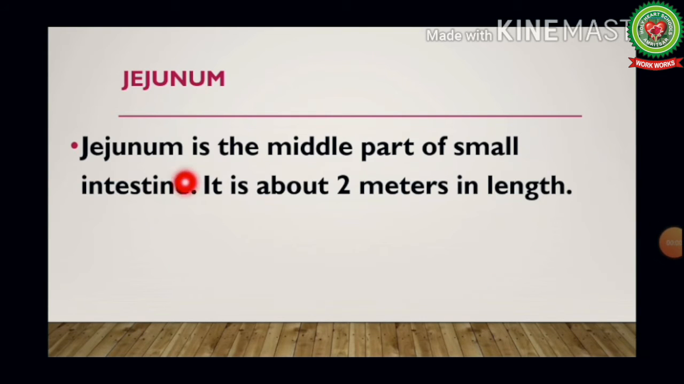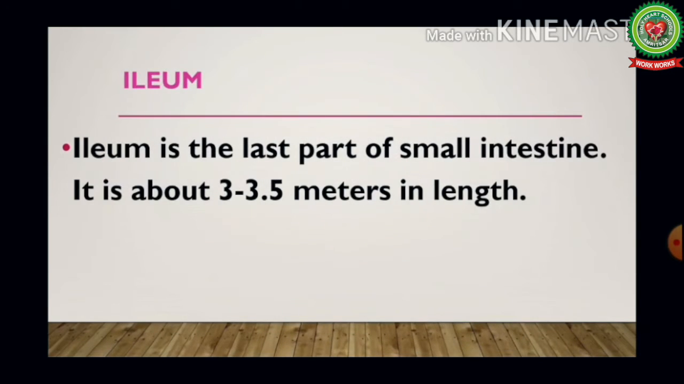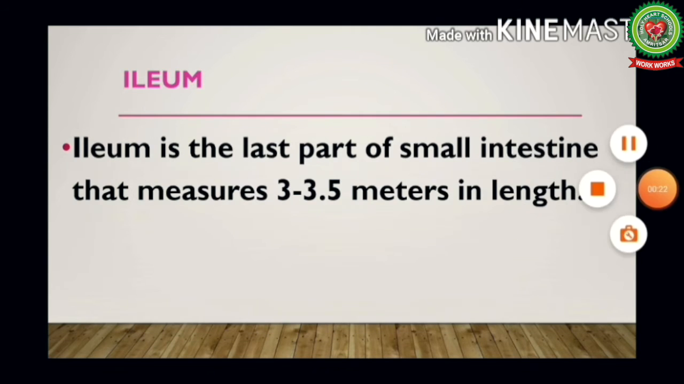Jejunum. The jejunum is the middle part of the small intestine. It is about 2 meters in length. Next is the ileum. The ileum is the last part of the small intestine. It is about 3 to 3.5 meters in length.